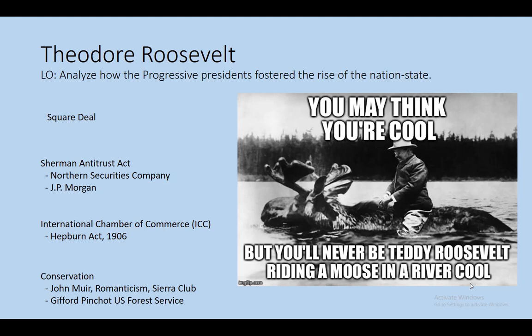We're now going to talk about the learning outcome: analyze how progressive presidents fostered the rise of the nation state. Really, the first progressive president that we talk about is Theodore Roosevelt, TR. And he became president in September of 1901 after President McKinley was assassinated. And Roosevelt's domestic program was called the Square Deal.